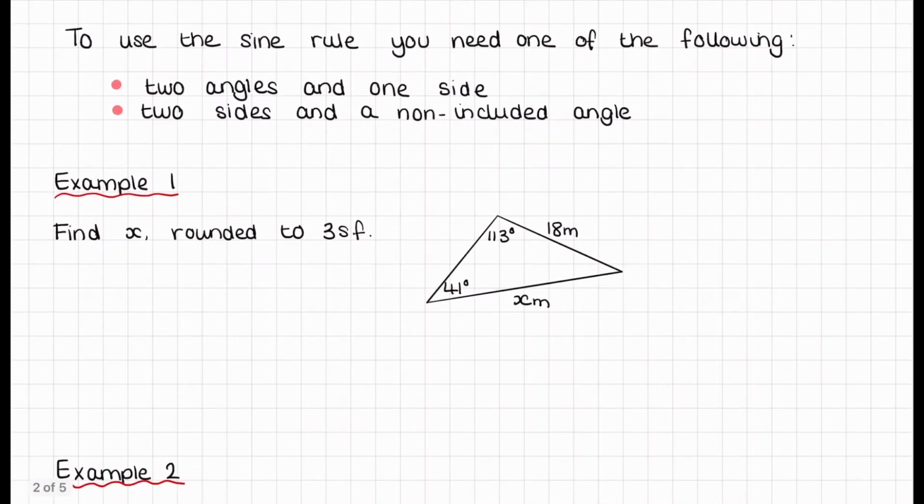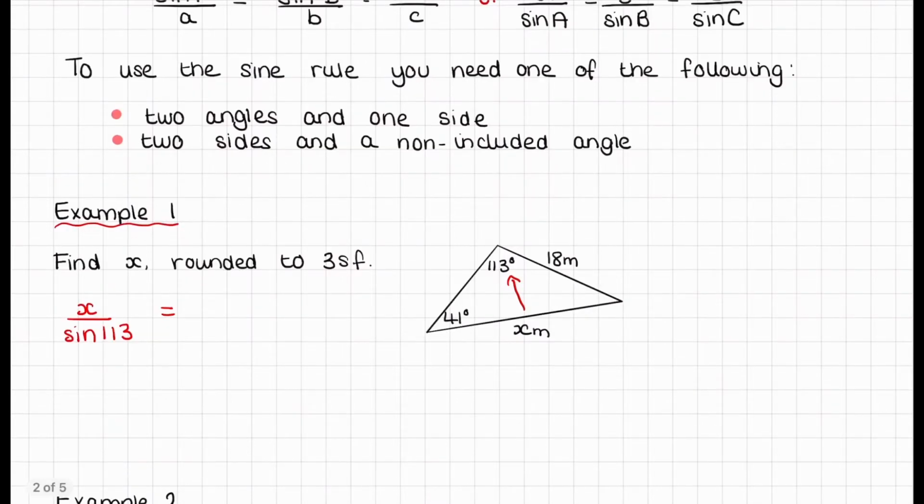So this first one, we want to find x rounded to 3 significant figures. So our x is a side, and because I'm trying to find a side, I'm going to put that on the top. So we'll have x on sine. Now the angle is the angle opposite the side. So opposite x is 113, so it's sine 113. That will equal the other side, which is 18, divided by the angle opposite the 18, which is 41.